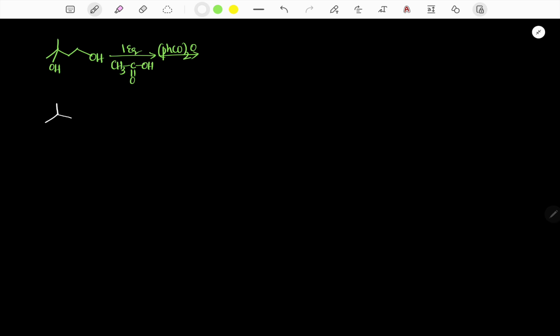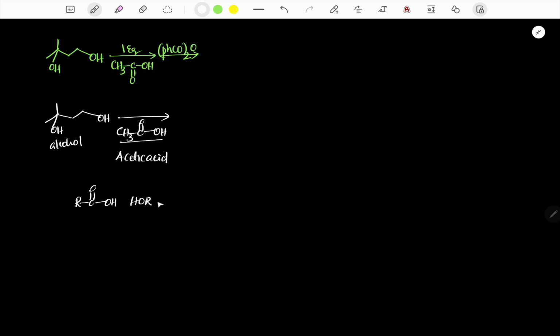The reactant has two alcohol groups. Now it is treated with one equivalent of acetic acid. This compound name is acetic acid. And we know that when alcohol is treated with the acid, the basic reaction is carboxylic acid.